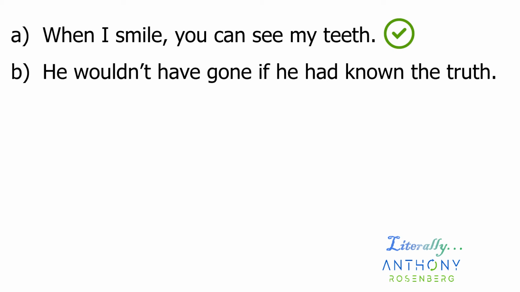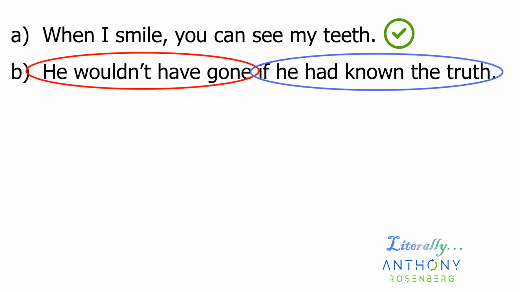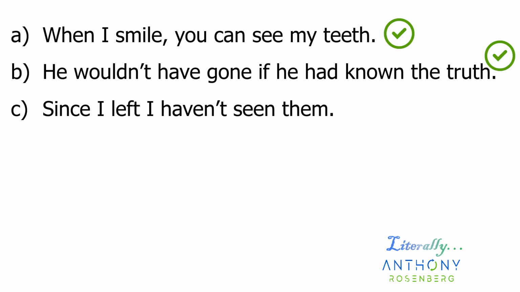So our independent clause is, he wouldn't have gone. Our dependent clause is, if he had known the truth. Therefore, it is correct. We have SVO, in the red circle, and the adverbial is in the latter part of the sentence. Therefore, it is correct. No comma needed. In the next one, since I left, I haven't seen them.